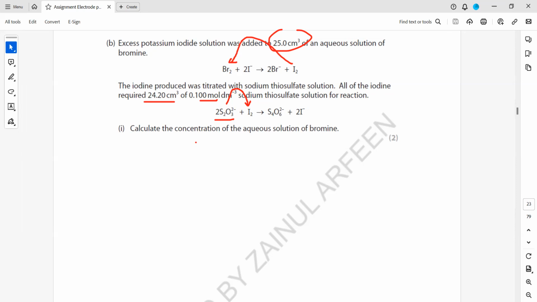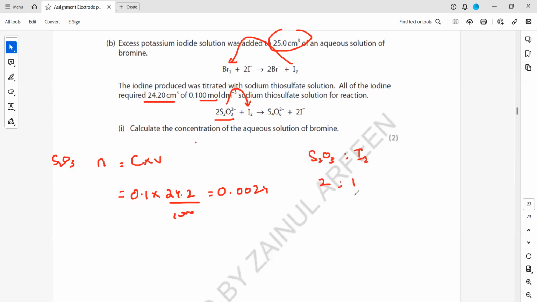So first, moles equal concentration into volume, moles of thiosulfate. Concentration times 24.2 divided by 1000. This will give us the moles of thiosulfate, 0.0024. Then we use the ratio between the iodine and thiosulfate. It's fixed, that is 2:1. So if we have moles 0.0024, then this will be X, cross multiply. We get the moles of iodine, which is 0.00121. And then finding the moles of bromine, it is a ratio 1:1, so we get the same moles.